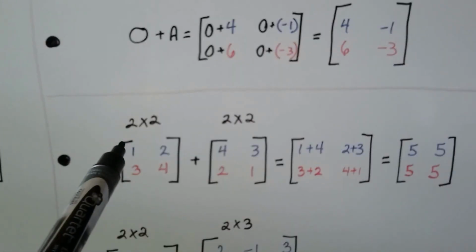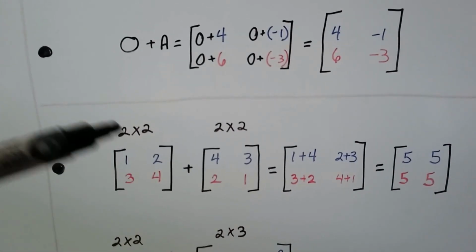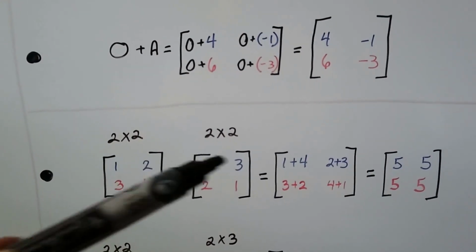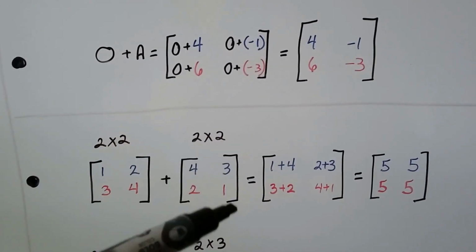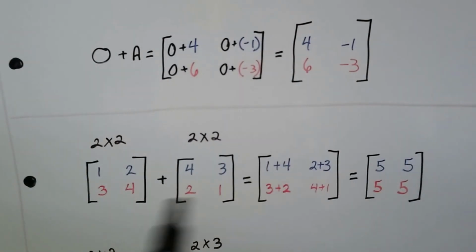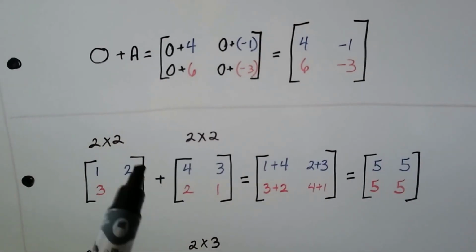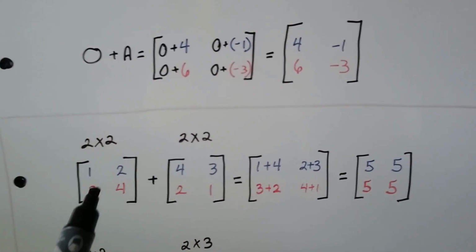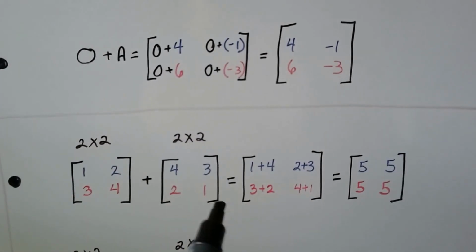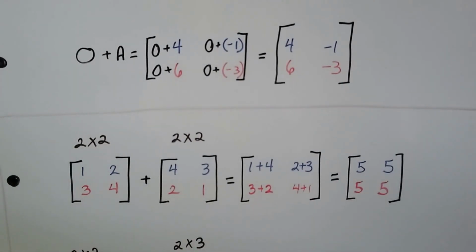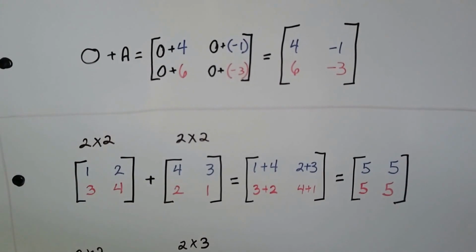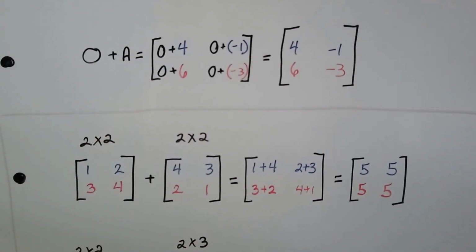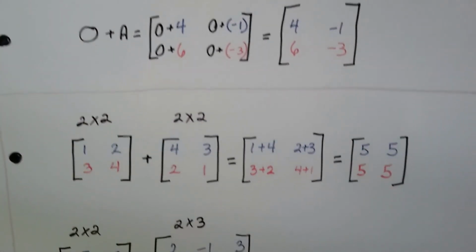Now look, we have a 2 by 2. There's 2 rows, 2 columns. And here's another 2 by 2. 2 rows, 2 columns. We add them together. This 1 plus this 4, this 2 plus this 3, the 3 plus the 2, the 4 plus the 1. We're going to get this new matrix. See? So it's really easy to add them, isn't it? They're both 2 by 2, so we can add them together.